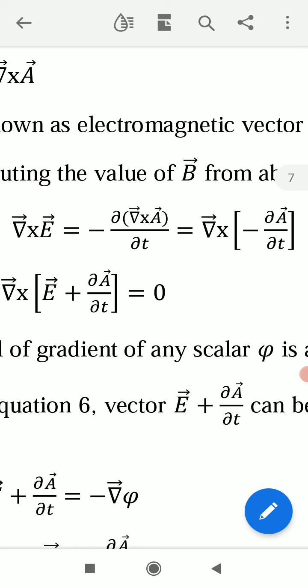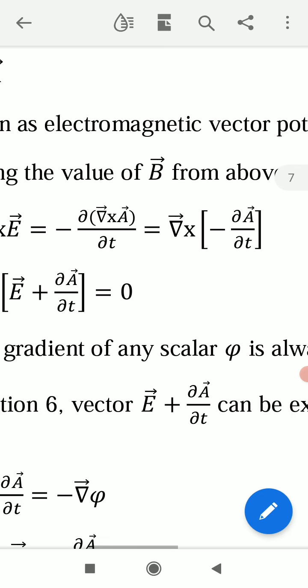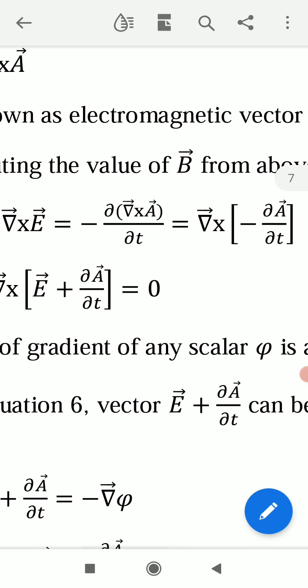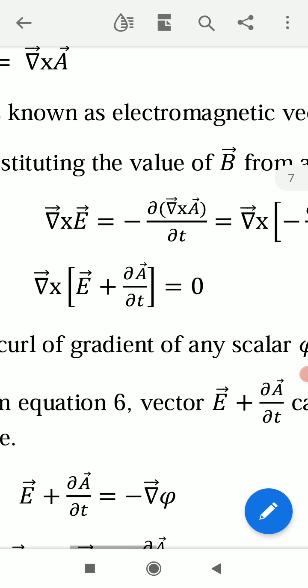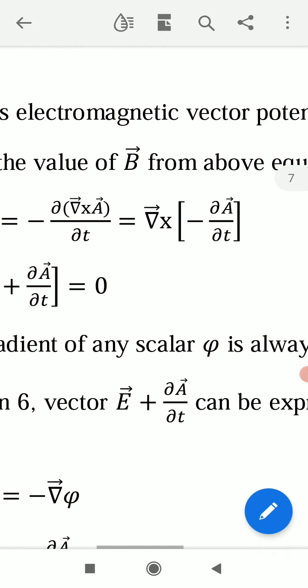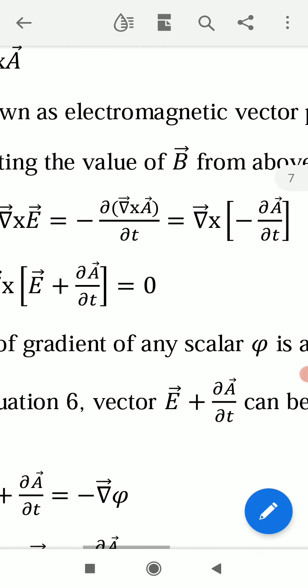So we can exchange these two operators. So we write del cross minus delta A upon delta T. In the left hand side we have del cross, in the right hand side we have del cross.